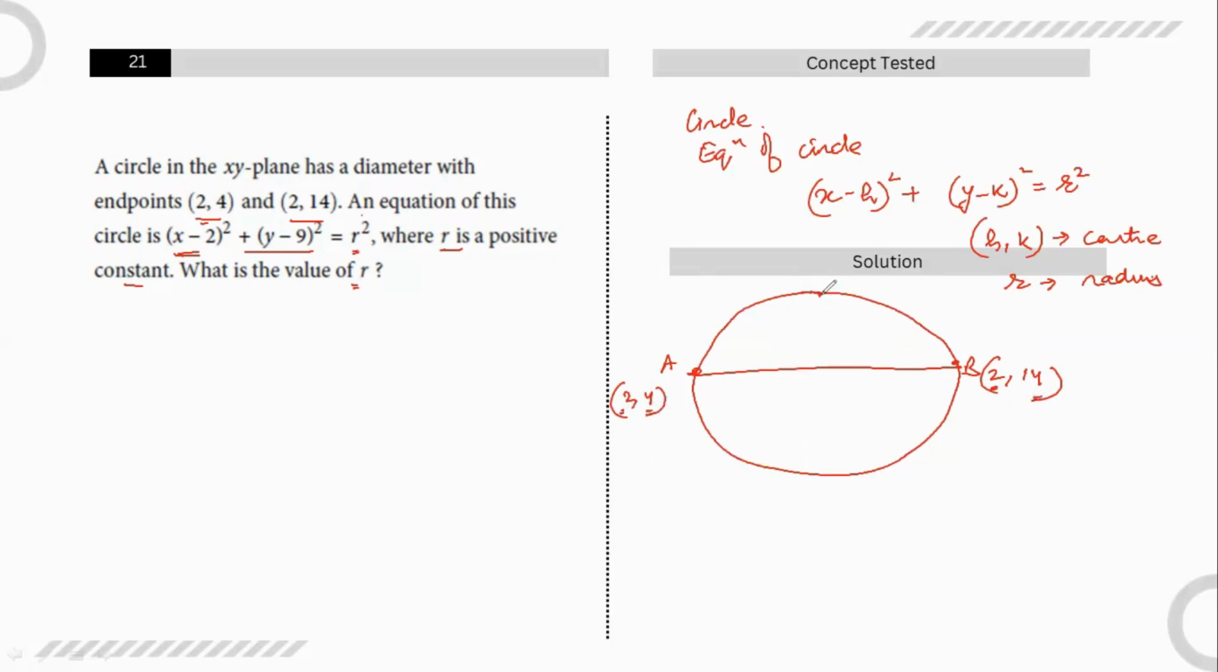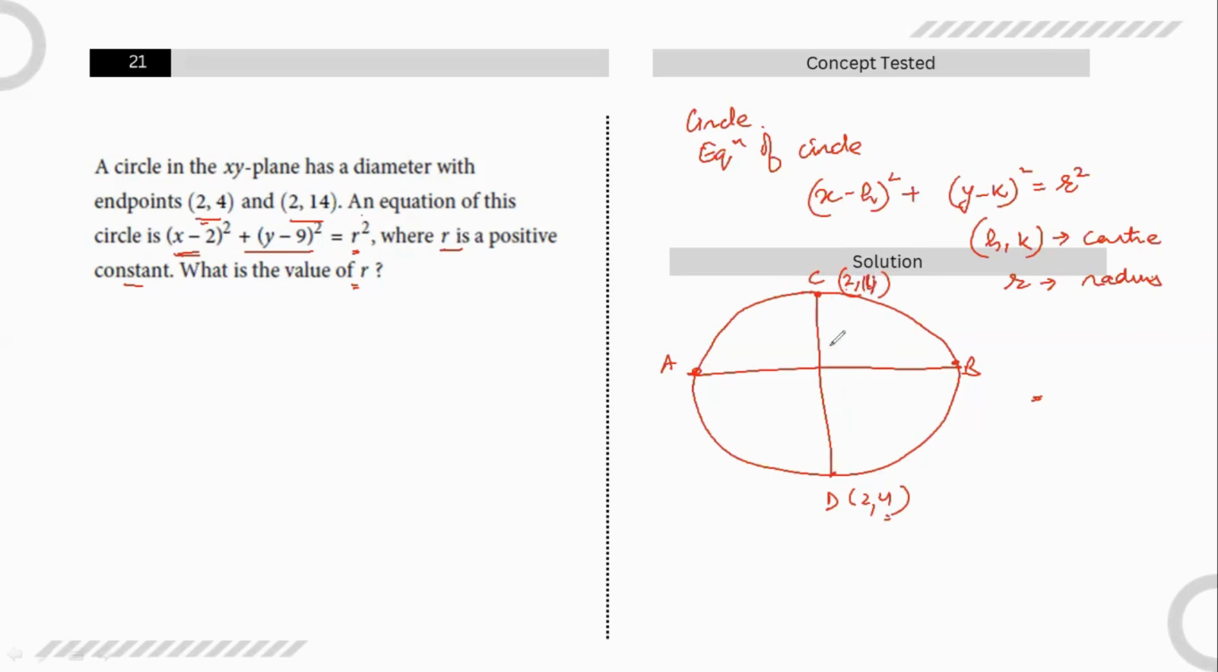So can we say that, instead of taking the points as horizontal, let's take them as vertical? Why? Because it is (2, 4) and (2, 14). Let's say C and D, (2, 4). And why have we taken it this way? Because the X coordinate is the same, and only the Y coordinate is changing from 4 to 14.